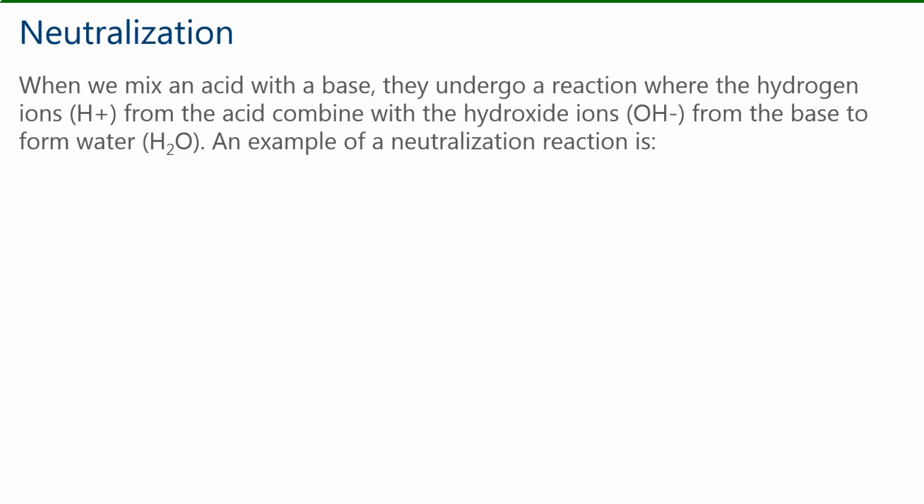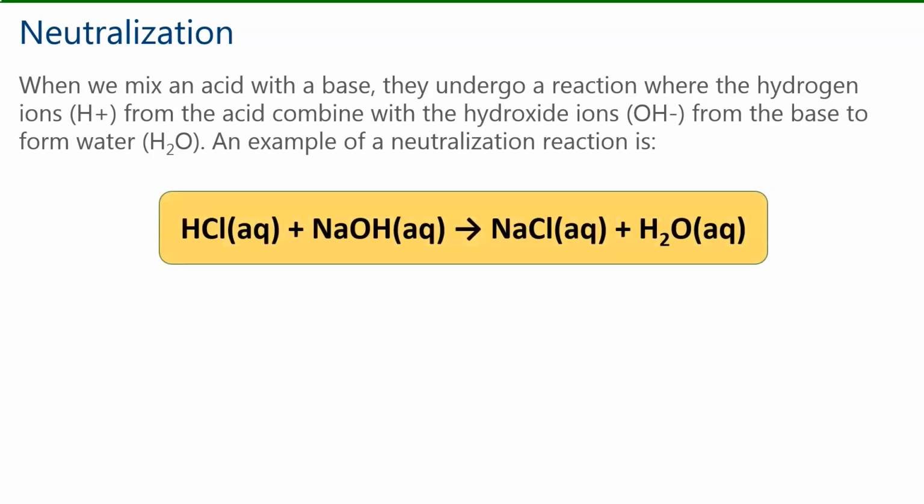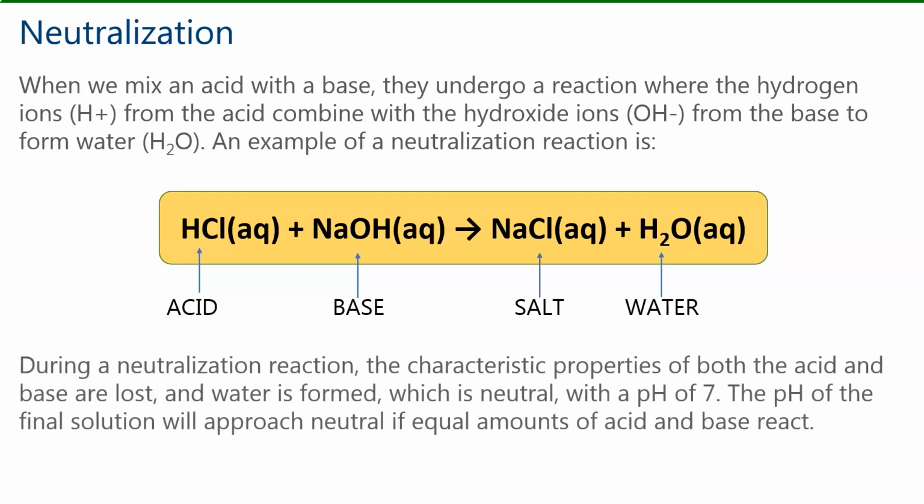An example of a neutralization reaction is HCl, hydrochloric acid, plus NaOH, sodium hydroxide, produces NaCl, sodium chloride, plus H2O, which is water. So we have our acid, the hydrochloric acid, plus our base, the sodium hydroxide, produces our salt, sodium chloride, and water. During a neutralization reaction, the characteristic properties of both the acid and base are lost, and water is formed, which is neutral, with a pH of 7. The pH of the final solution will approach neutral if equal amounts of acid and base react.